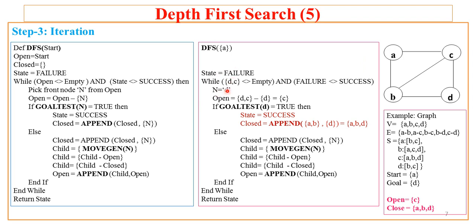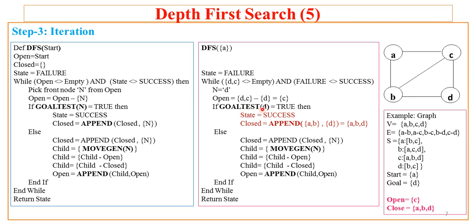Now our algorithm starts with the new iteration, that is iteration 3. So our open is having D and C and state is still failure, so this while condition is true. Now it picks the beginning, that is the front node of the open list. So what is there at the front? It is the D node. Whatever we have picked is removed from the open, so D is removed. So the node left in open is C.